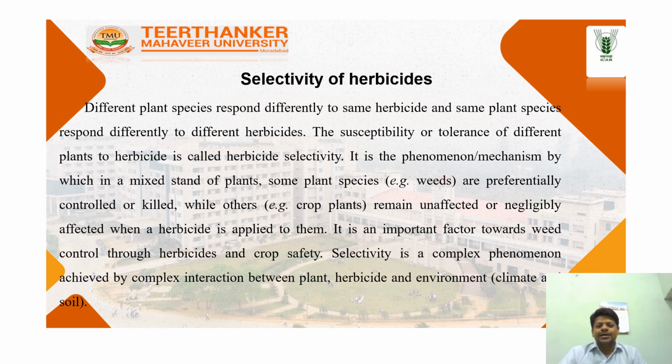Okay, it is a phenomenon, a mechanism by which, in a mixed stand of plants, some plant species, for example weeds, are preferentially controlled or killed while other plants, for example crop plants, remain unaffected or are negligibly affected when the herbicide is applied to them. It is an important factor towards weed control through herbicide, and crop safety. Selectivity is a complex phenomenon achieved by a complex interaction between plant, herbicide and the environment, climate and soil.